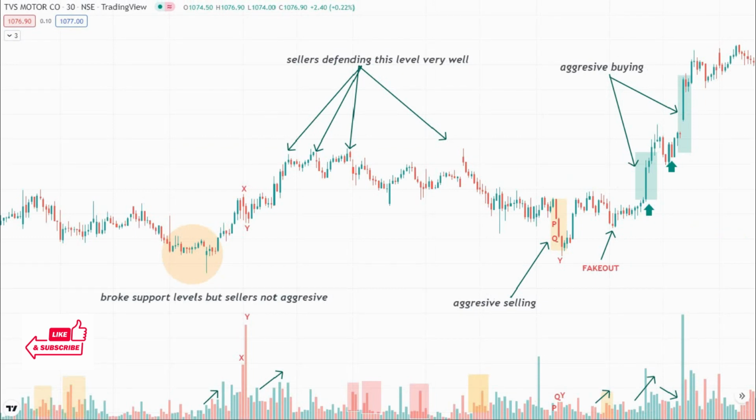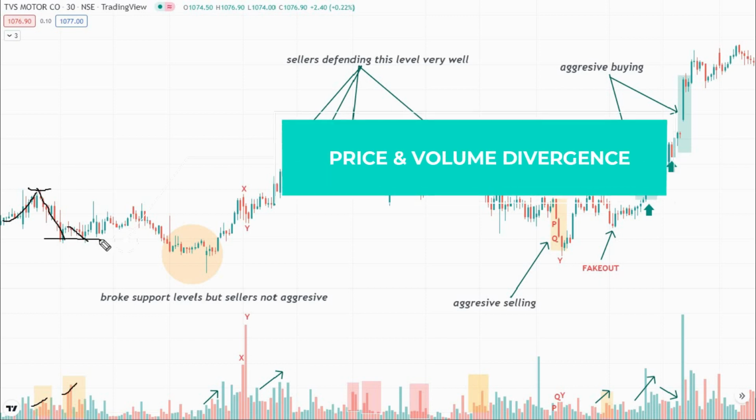So as you can see here, TVS Motor went towards the upside, then from this level sellers pushed the prices aggressively towards the downside with an increase in volume. Then again sellers tried to push the prices towards the downside with an increase in volume, but it couldn't break the last swing low. So now here we can say that there is a price and volume divergence.